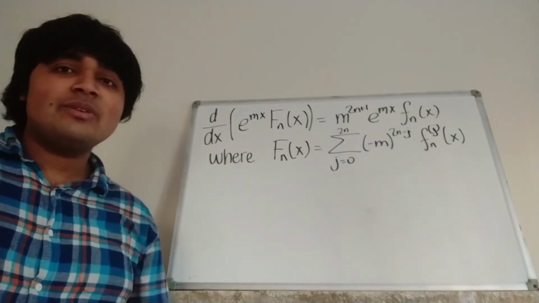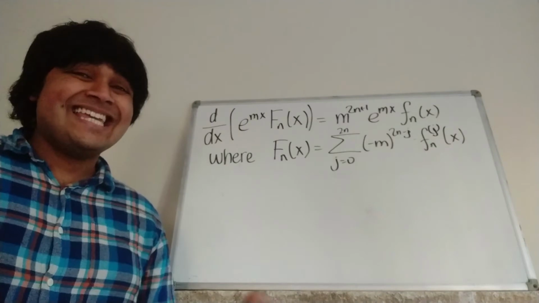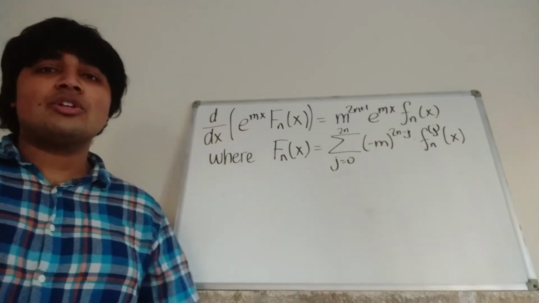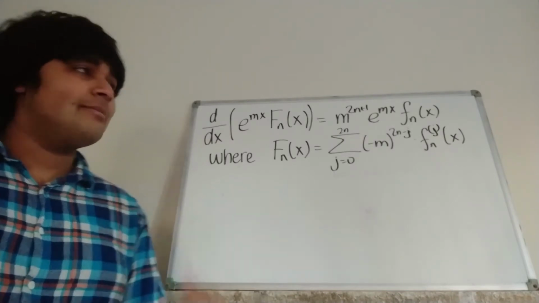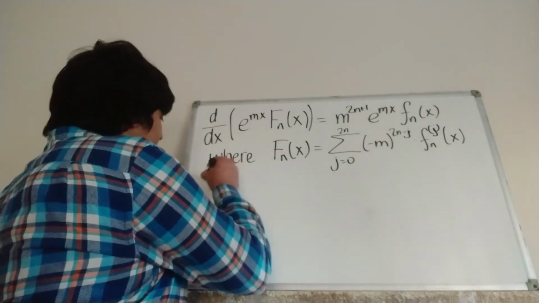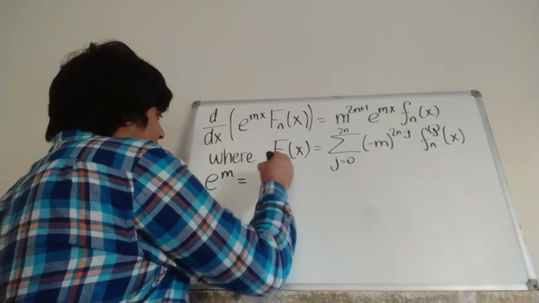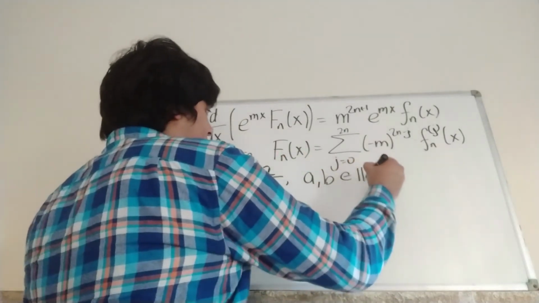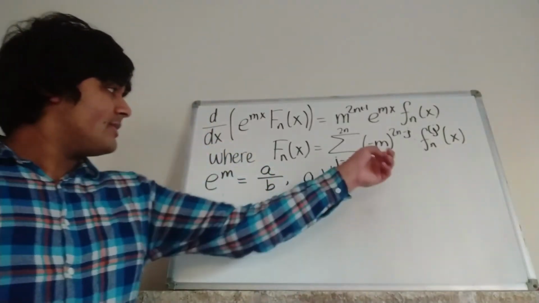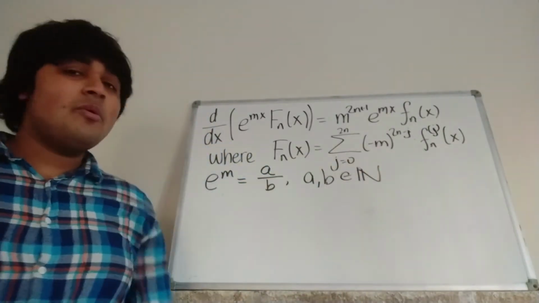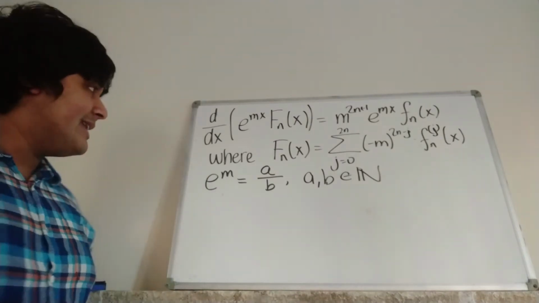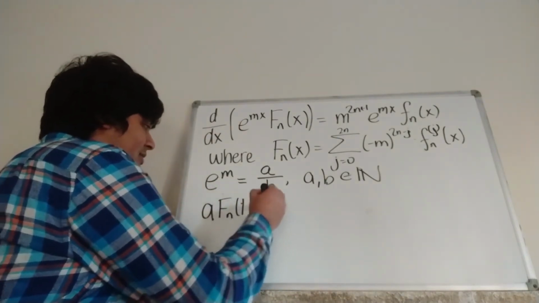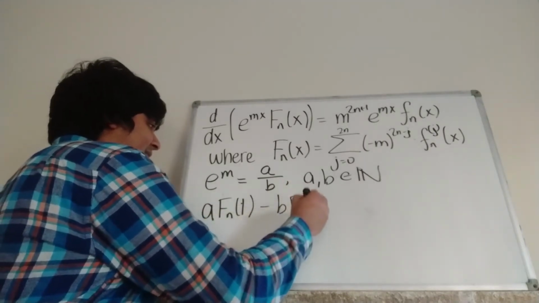Now what we want to do is suppose for contradiction e to the m is rational. Okay, so that means we can write e to the m as a quotient of two positive integers, let's say a and b. So we have that e to the m is equal to a over b, where a and b are positive integers, so natural numbers, like so. Now what we want to do is introduce a quantity, namely a times Fn of 1, sorry, minus b times Fn of 0.